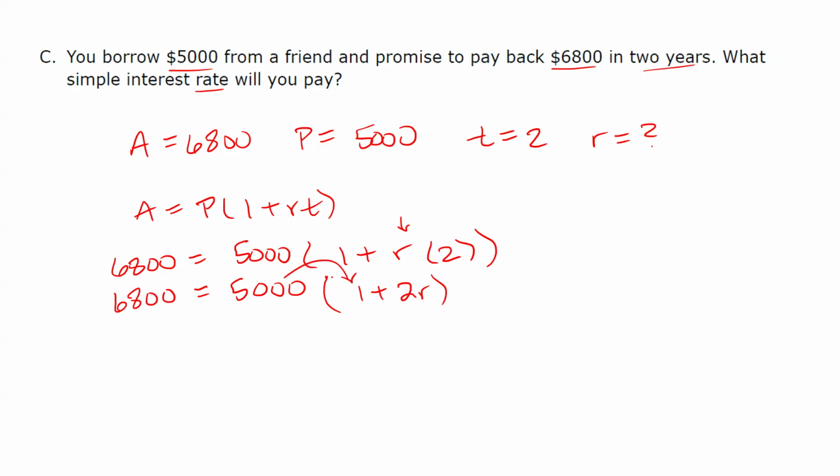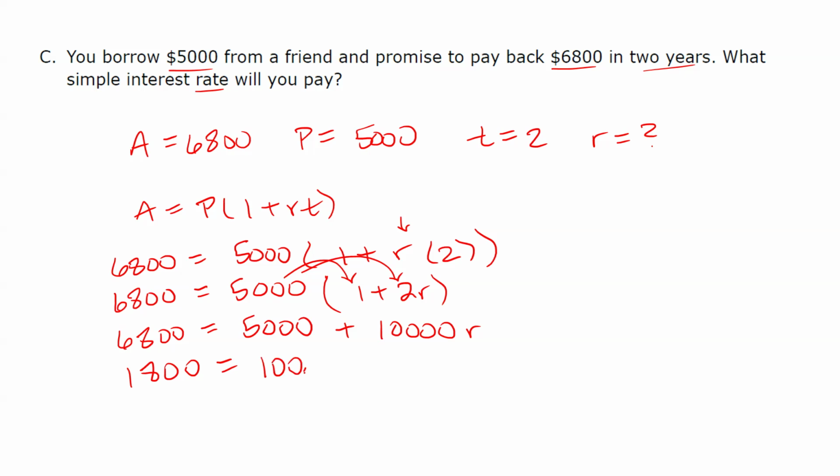Now, first things first, let's distribute the 5,000. We need to break up that quantity in parentheses. So that would be 10,000 R. Now we can subtract 5,000 to the left. So if I subtract 5,000, I'll get 1,800 equals 10,000 R. Now I need to divide both sides by 10,000. I'm going to write that over here. So that would get R by itself.